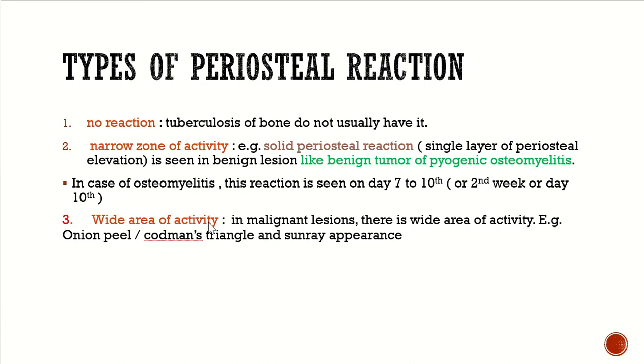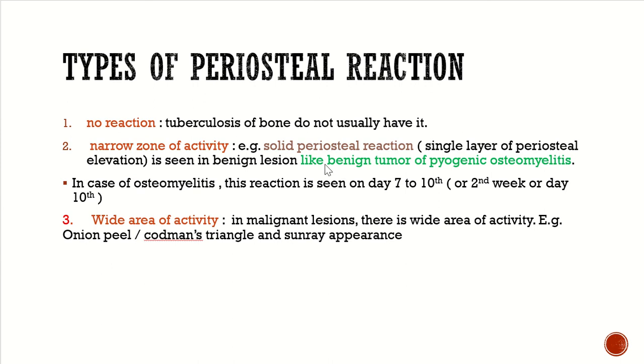And third one is wide area of activity. This occurs in malignant case. So here we have altogether three types. First is there is no reaction. Means in tuberculosis of bone we do not see this periosteal reaction, though it is infection.